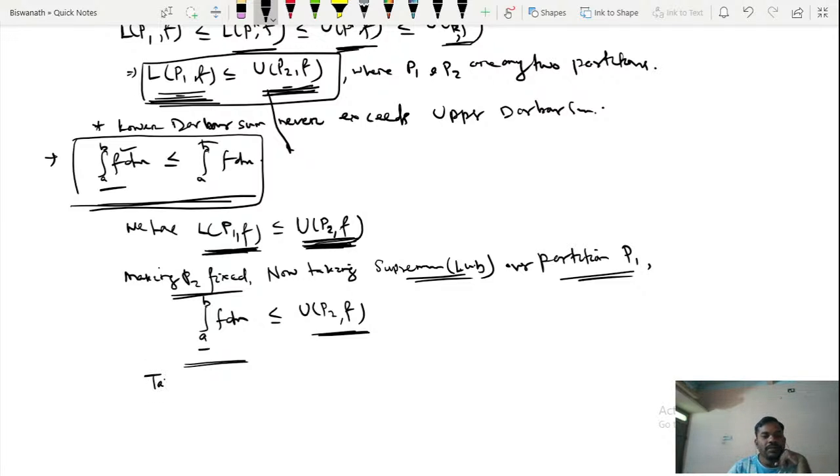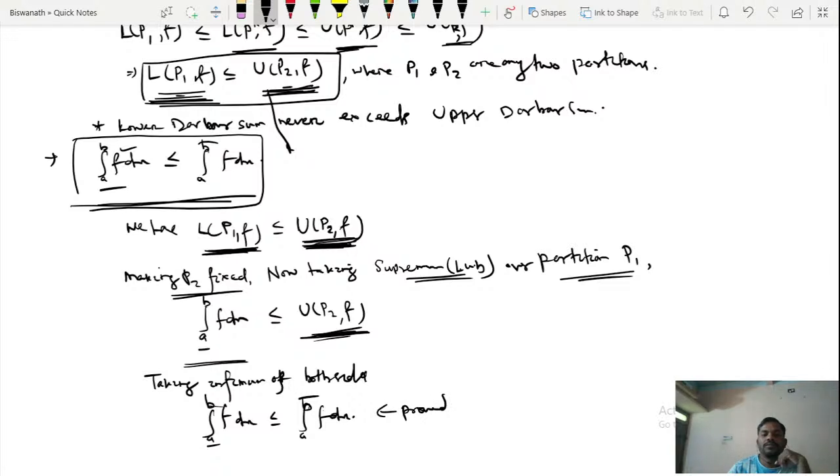Now taking the infimum of both sides, what will we get? This is the constant, the lower Darboux integral of f dx, and the infimum of this one is nothing but the upper Darboux integral of f dx. So this concludes it.